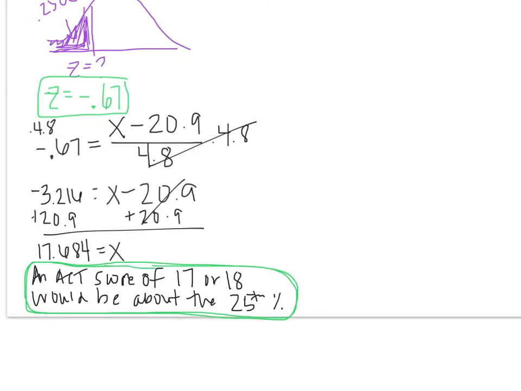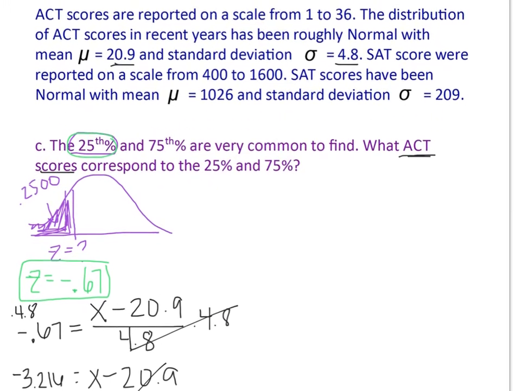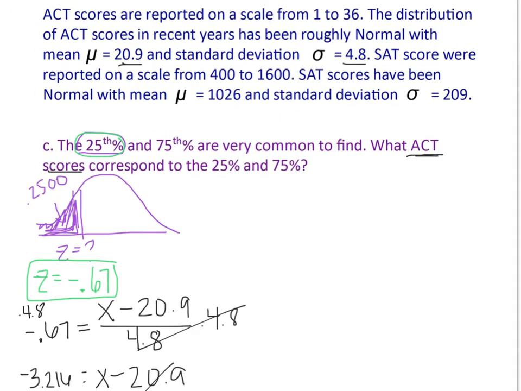Since ACT scores are whole numbers, I didn't want to give 17.684. If you gave this, you would be fine because you did the problem correctly. But just for super formal reasons, we would say 17 or 18. So that's the 25th percentile, but the problem also asks for the 75th percentile. So what I want for you to do is to pause this video and try to find what z-score corresponds with the 75th percentile. Ready?